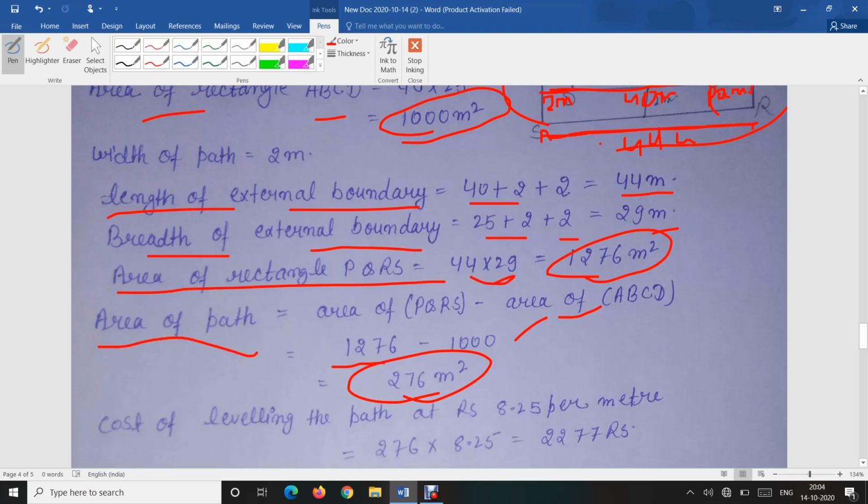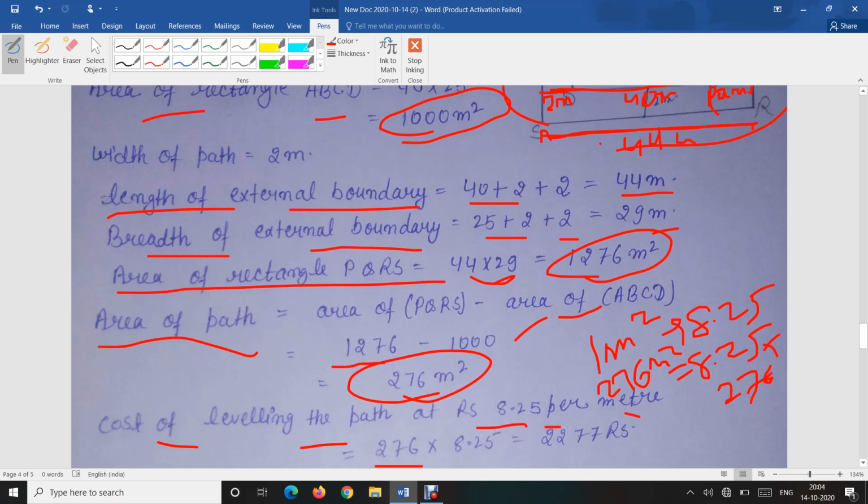Now time to find out the cost. For 1 meter square, the cost is 8.25. Then the cost for 276 meter square is obviously 8.25 multiplied by 276. So the cost of leveling the path at rupees 8.25 per meter square is equal to 276 multiplied by 8.25, which gives 2277 rupees. Hope you understand this also.